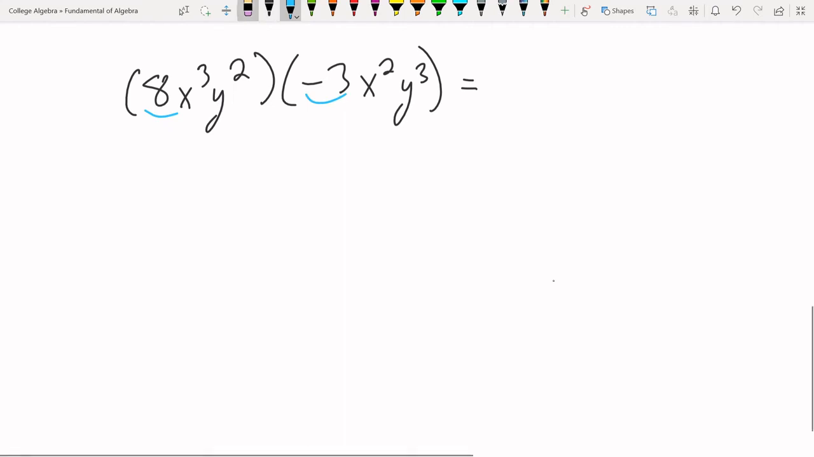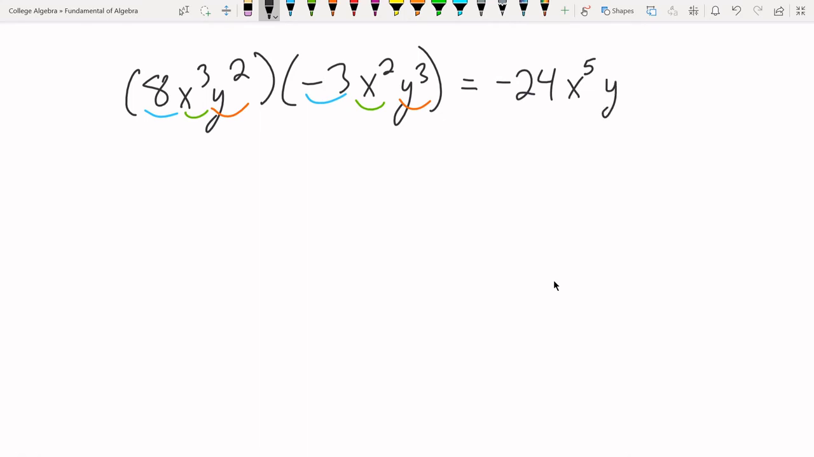So 8 times negative 3 gives us negative 24. Then we have x cubed times x squared. If you multiply like bases, then you add the exponents, so we get x to the 5th. Then we have y squared times y cubed. Multiplying like bases, add the exponents, so we get y to the 5th. And that's all we have to do. So a monomial times a monomial, quite simply, you just multiply how you would expect. And that's all there is to it.